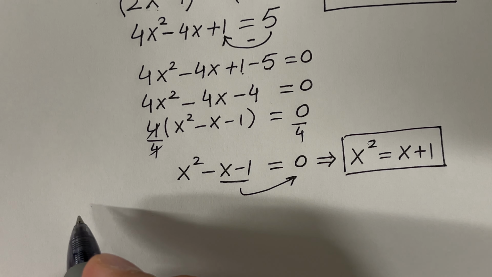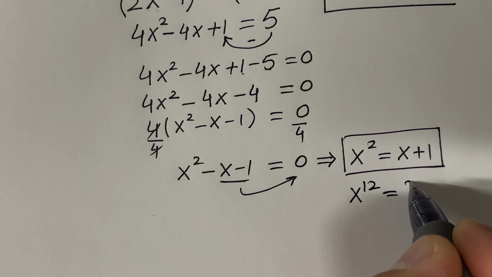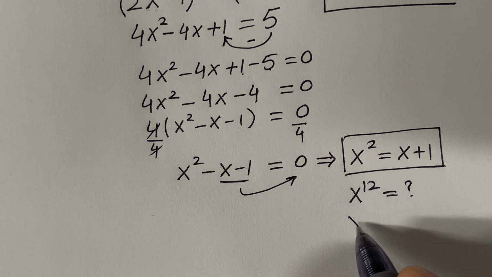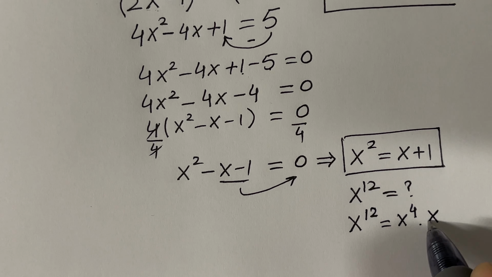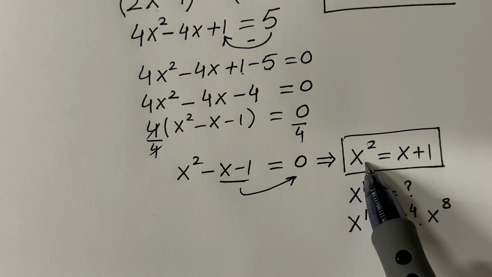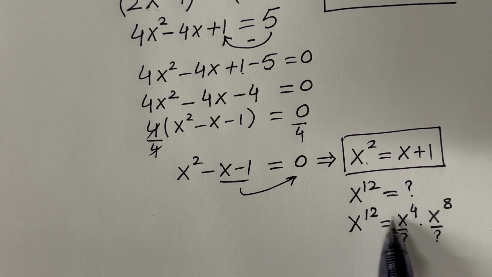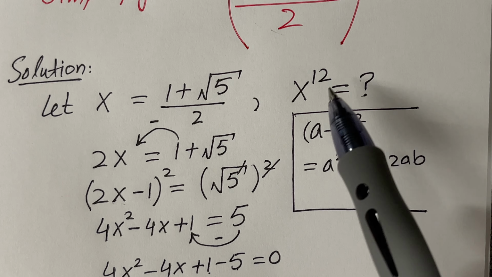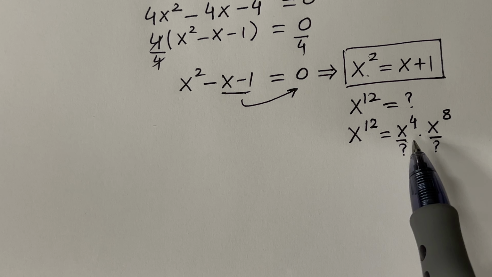Now if you remember, what did we want to find? We wanted to find the value of x raised to the power 12, and we know the value of x raised to the power 2, and I will write x raised to the power 12 as x raised to the power 4 times x raised to the power 8. We know x raised to the power 2, but we don't know x raised to the power 4 or x raised to the power 8. So if we get these two and multiply them together, we can get the value of x raised to the power 12, because this is what we wanted to find earlier, right? So let's first find the value of x raised to the power 4.